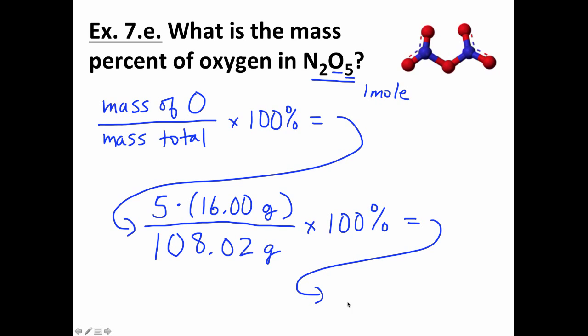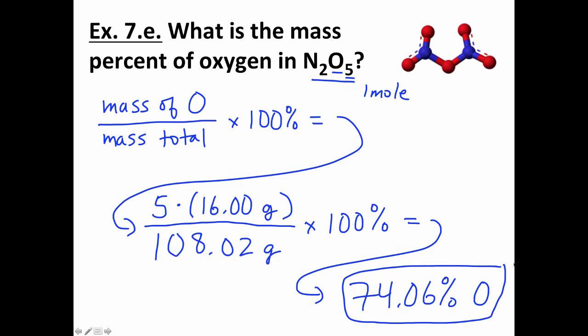And what we end up getting is 74.06% oxygen by mass in this compound. And then of course, if the question had asked for a percent of nitrogen, we'd do the same idea, but instead using nitrogen mass. And of course, we know that the answer is going to be about 26% because the total mass percent has to add up to 100. And if it's about 74% oxygen, then it's got to be about 26% nitrogen.